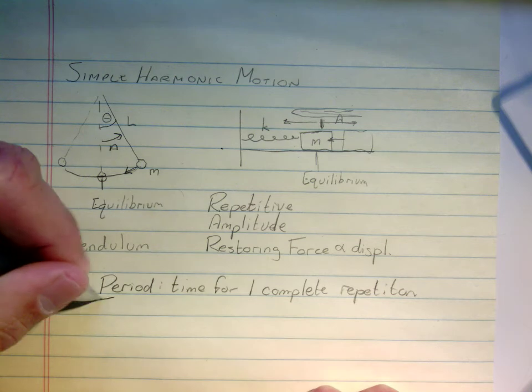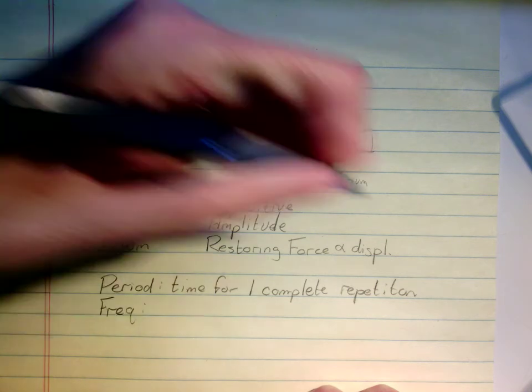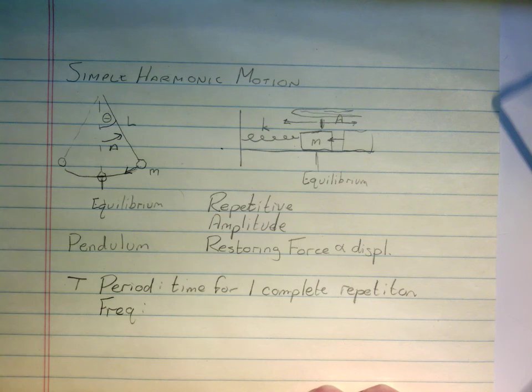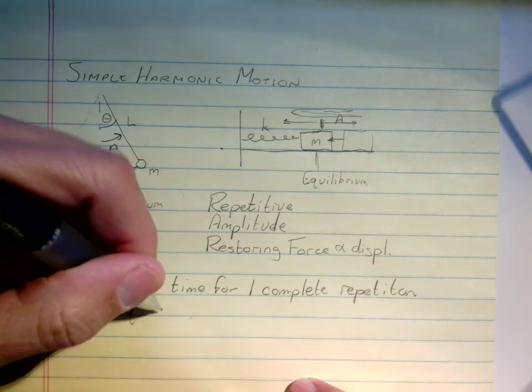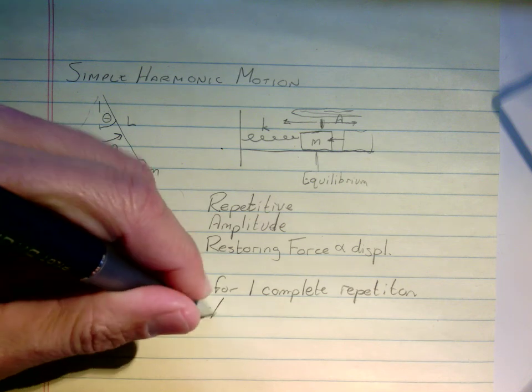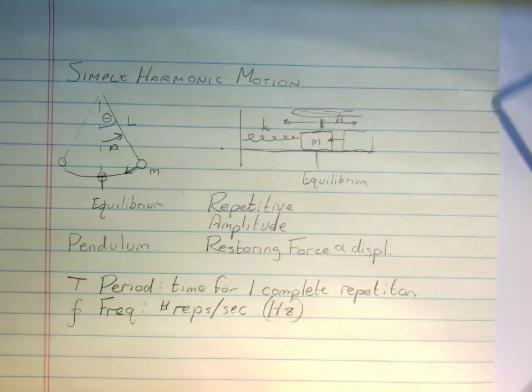And the frequency. Period, by the way, I'm going to put capital T as the symbol, measured in seconds. Frequency f is just how many repetitions per second, or hertz. Okay, so let me show you where that comes from.